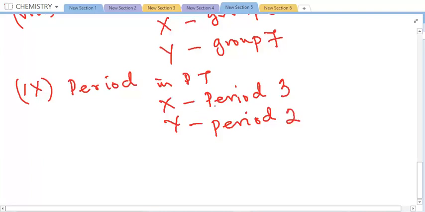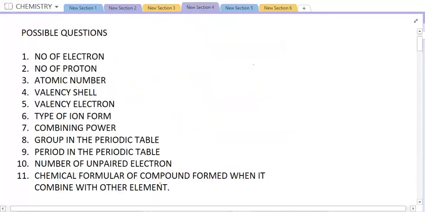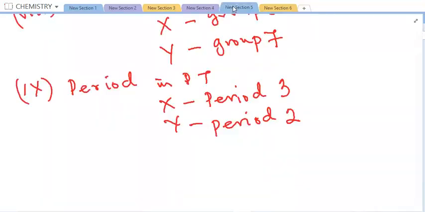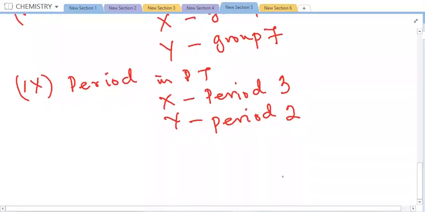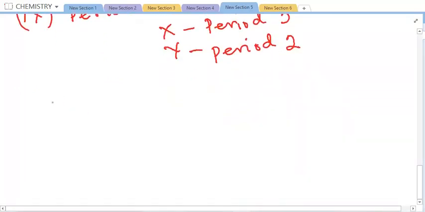That is the answer to that. Let us consider number 10, the number of unpaired electrons. For us to answer this question, you need to understand this principle. It's a borrowed topic here; you need to look at it under quantum numbers, but let us borrow it.